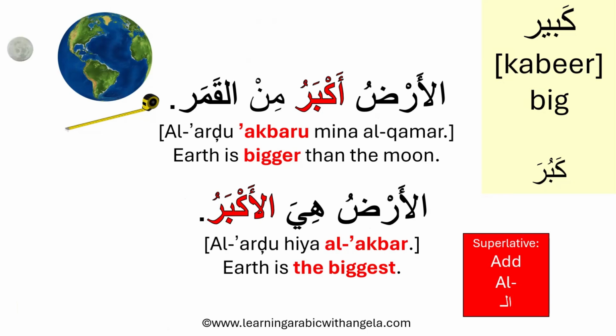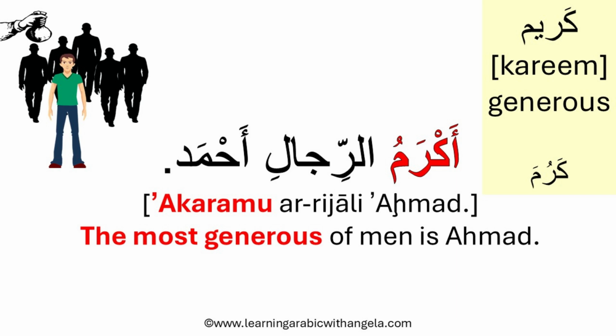So a few words in Arabic, despite not having feminine endings, are considered feminine. For example, if I say ayn, an eye, or if I say yed, a hand, they're feminine. Or ash-shams, the sun, is considered feminine. Al-ardu hiya al-akbar, the biggest. So we add alif lam, we formed the superlative. Very easy and simple.